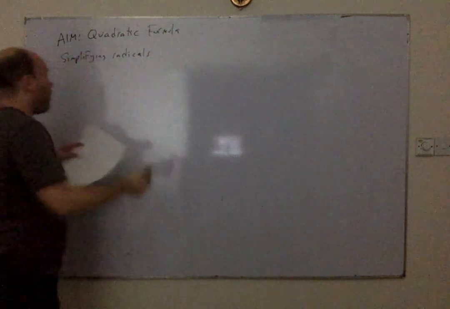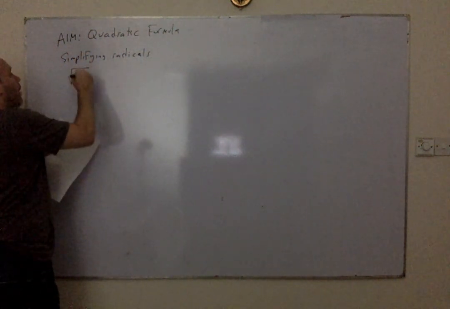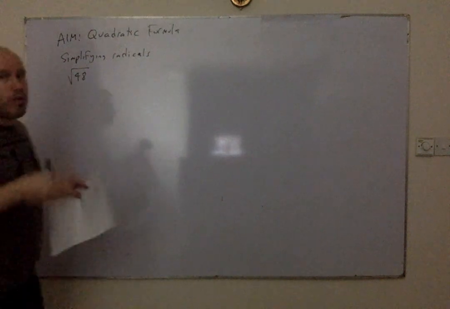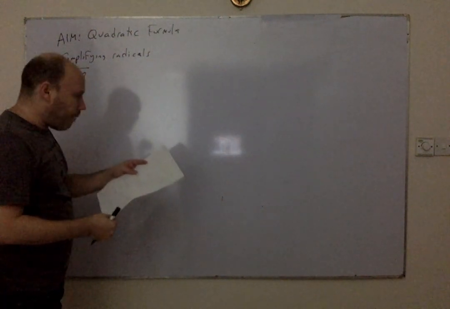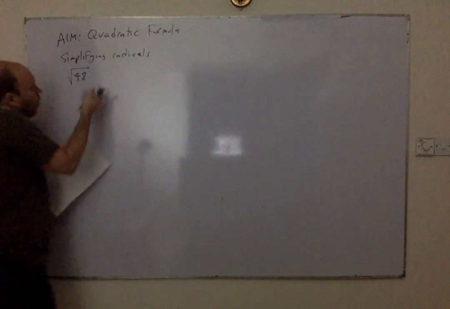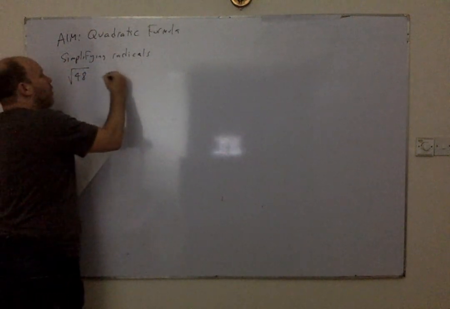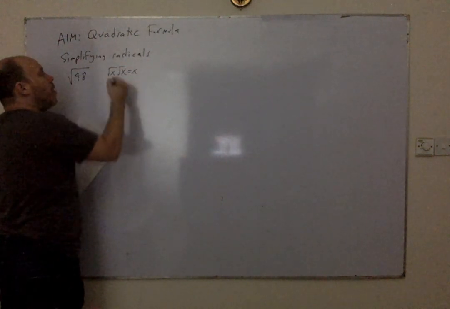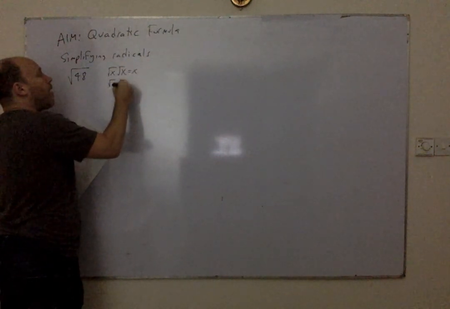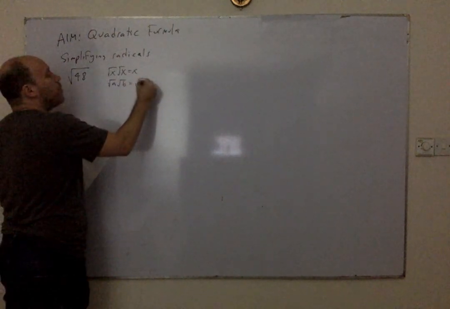For example, you might see radical 48. There's an expectation that at this point you've seen radicals. So the idea is, how do we simplify this? Well, we need some rules. We know that radical x times radical x equals x. We also know that radical a times radical b equals radical a times b.